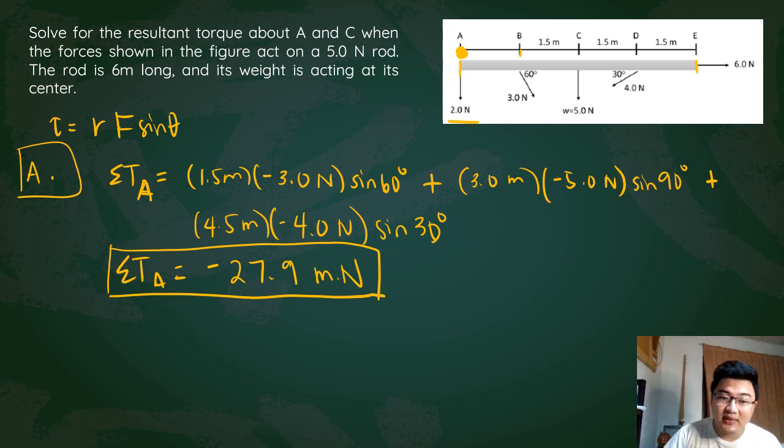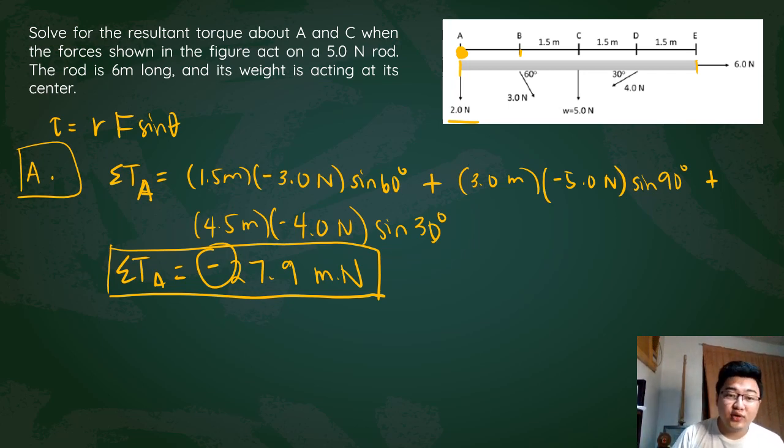Now, what does the negative mean here? The total torque about point A is equal to negative 27.9 newton meters. The negative sign indicates that the rotation produced by the torque is clockwise. When we have a negative value for the torque, the rotation it produces is clockwise. If we have a positive value for torque, the rotation it will produce is counterclockwise. So take note of that. But we're not done yet.